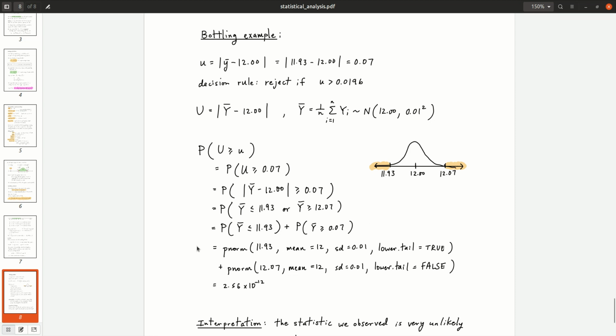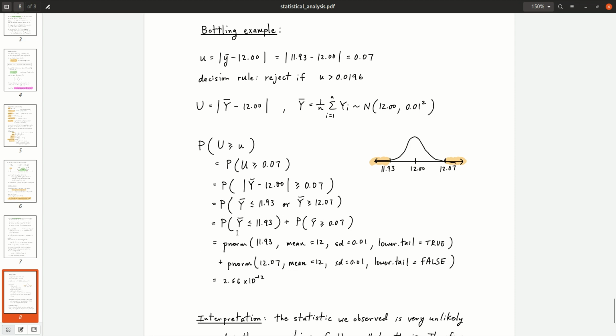And then we can use R to calculate exactly what these probabilities are, and this is the R code for doing it. And I get 2.56 times 10 to the minus 12, which is like 0.000 with 11 or 12 zeros, and then 256. This is a really small number.